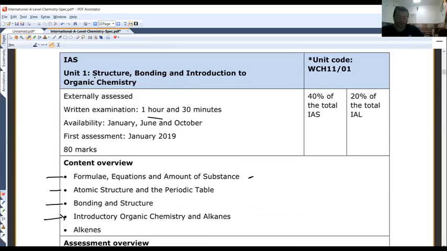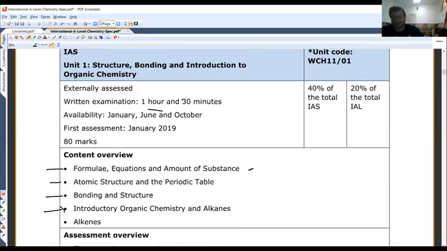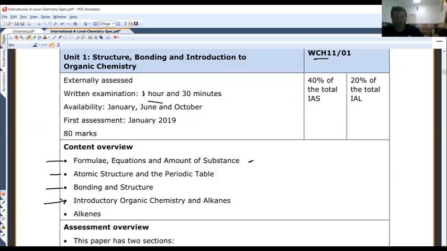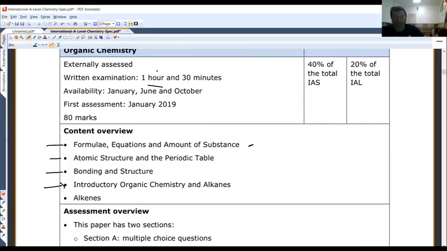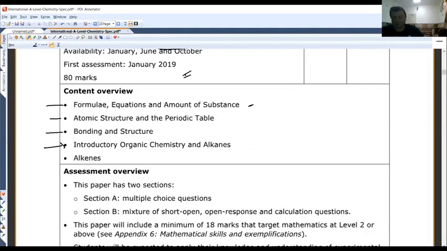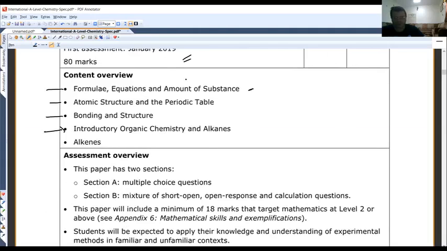For example, this one is unit one, I mean paper one. And the code for this one, WCH411. The duration for this exam, as it's observed here, is 90 minutes. This one is an old copy of the syllabus.